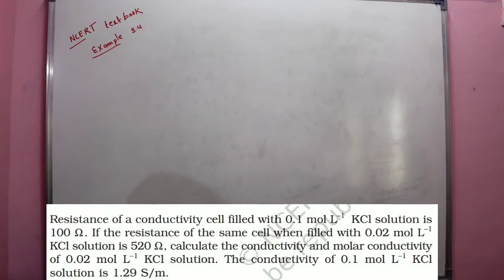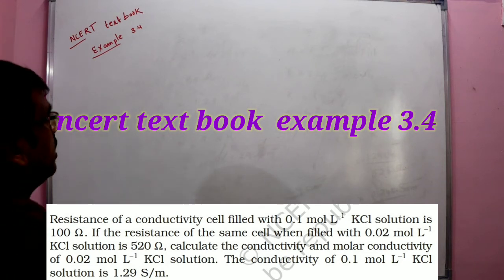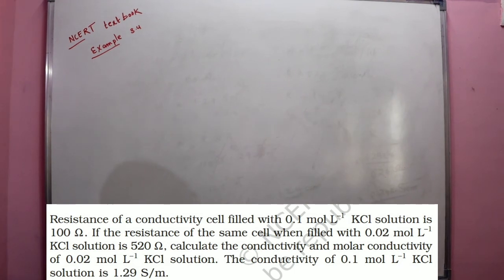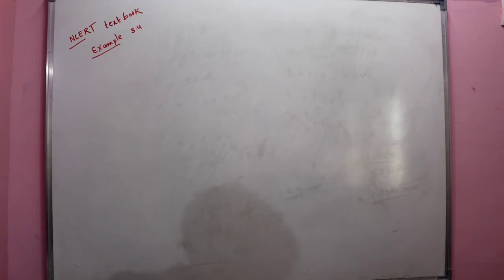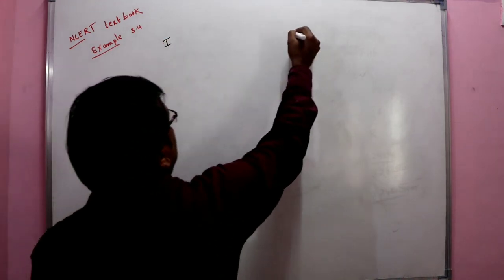And example number 3.4, they gave one question on molar conductivity and conductivity. Let us see that problem. Resistance of a conductivity cell filled with 0.1 mole per liter KCl solution is 100 ohm. If the resistance of the same cell filled with 0.02 mole per liter KCl solution is 520 ohm, calculate the conductivity and molar conductivity of 0.02 mole per liter KCl solution. The conductivity of 0.1 mole per liter KCl solution is 1.29 Siemens meter inverse. They are asking us to calculate K and lambda m.